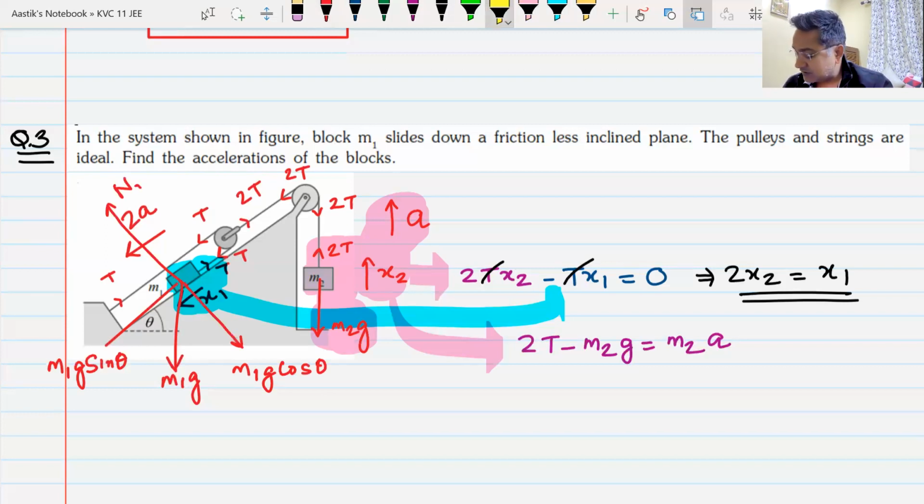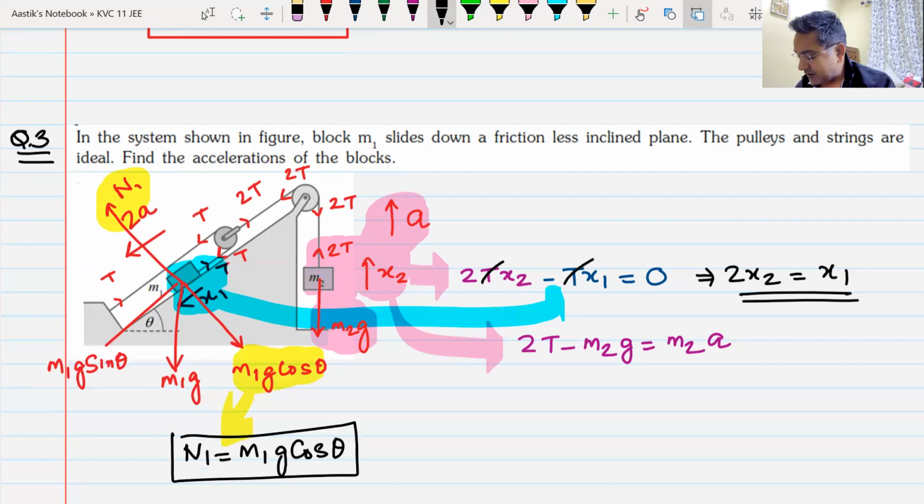Let us first discuss the yellow equation. N1 is upwards and m1g cos theta is downwards. So what is the yellow equation? We don't need it now, but we'll need it sometimes. The yellow equation is very simply N1 is equal to m1g cos theta. We don't need it right now, but there would be a time when we'd be needing the value of this normal reaction. Anyways, let us concentrate on the equation which is of importance. The blue equation.